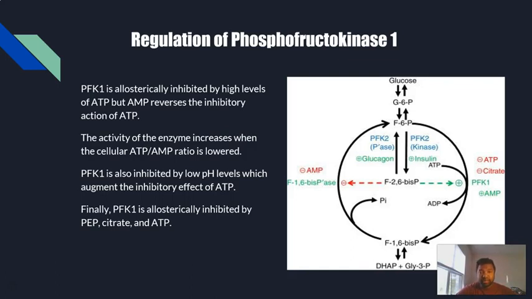In the figure we can see the regulation of phosphofructokinase 1. Phosphofructokinase 1 is allosterically inhibited by high levels of ATP, but AMP reverses the inhibitory action of ATP. The activity of the enzyme increases when the cellular ATP to AMP ratio is lowered. Phosphofructokinase 1 is also inhibited by low pH levels, which augment the inhibitory effect of ATP. Finally, it is allosterically inhibited by PEP, citrate and ATP. So in the figure, we can see what I have discussed right now.